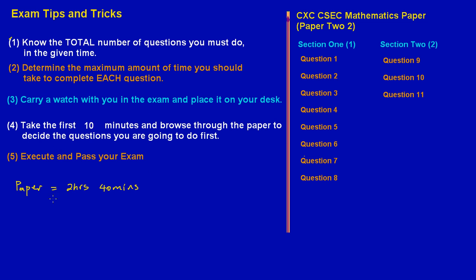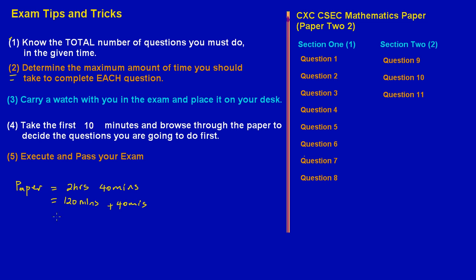All right, in step 2 here, they have stated that we should determine the maximum amount of time you should take to complete each question. Since we are working with hours and minutes, and we want to know the maximum amount of minutes that should be spent on each question, we are going to convert our hours to minutes. We know that there are 60 minutes in 1 hour, so we're just simply going to multiply 2 times 60, and that would give us 120 minutes.